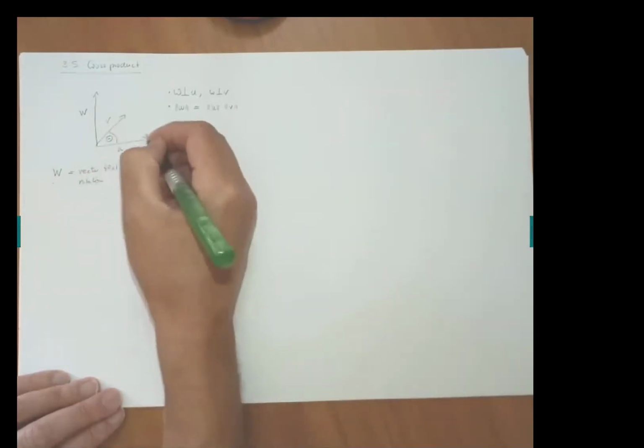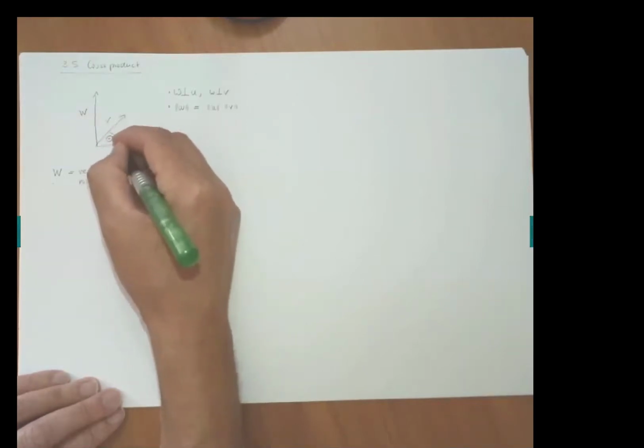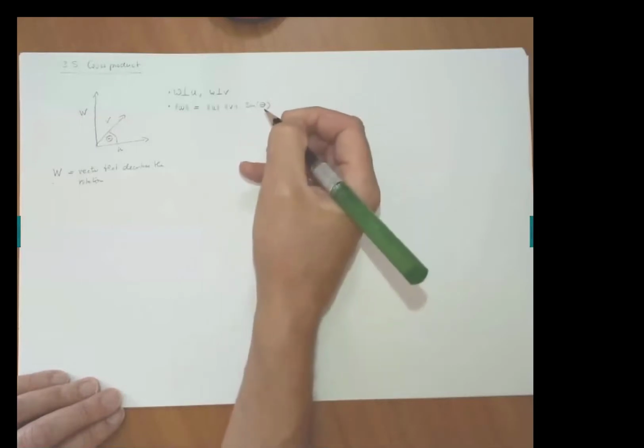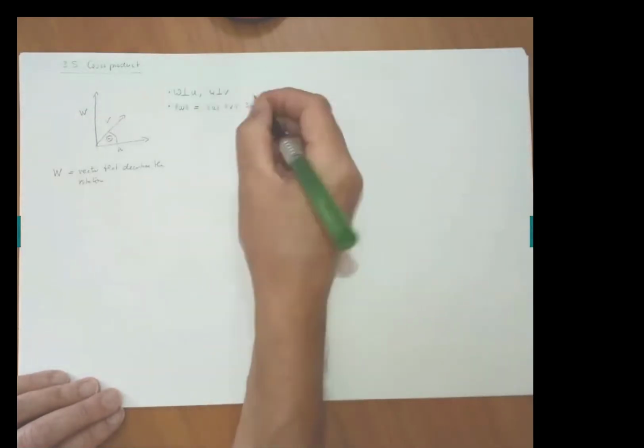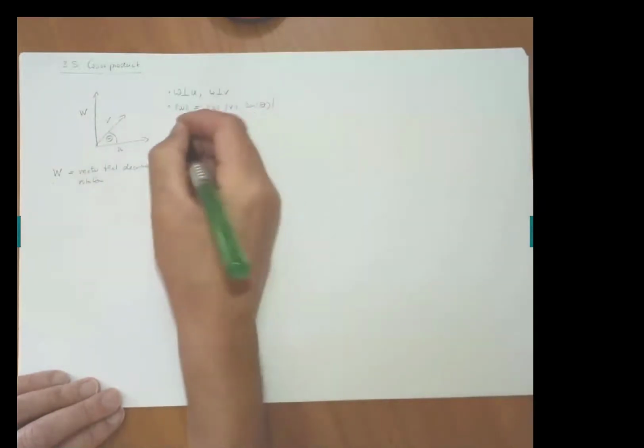So the angle should be 90 degrees, that's the best. If you have an angle like in my picture, less than 90 is less. So it turns out it's the sine of theta. And we have to take absolute value because it might also go down.